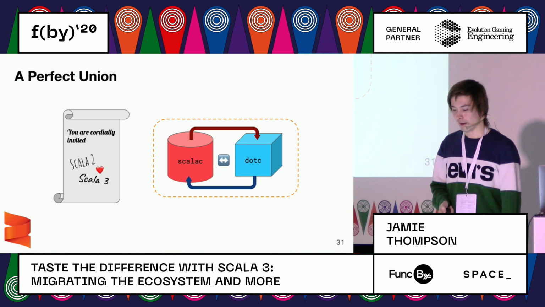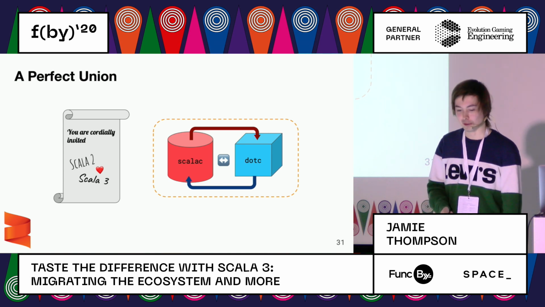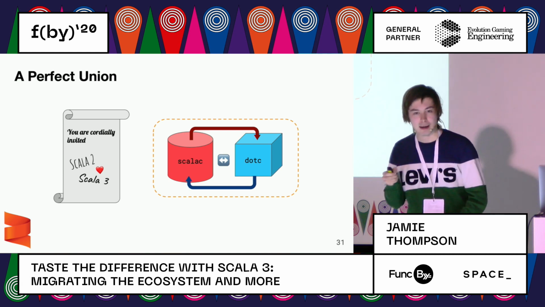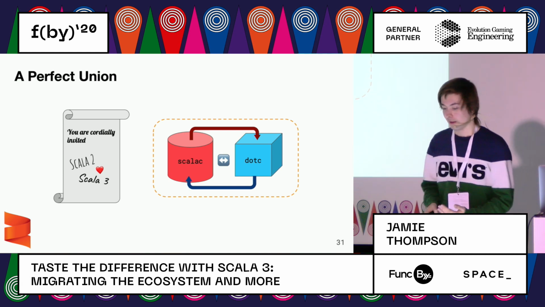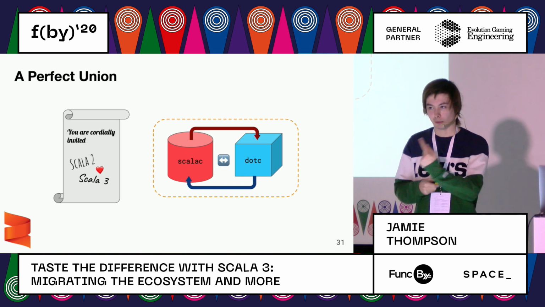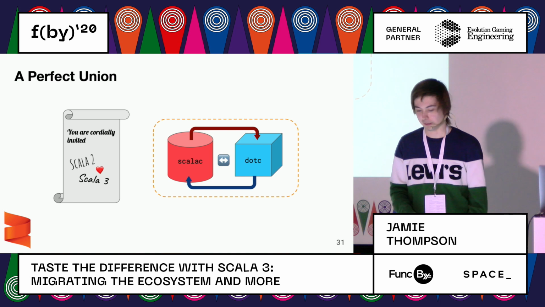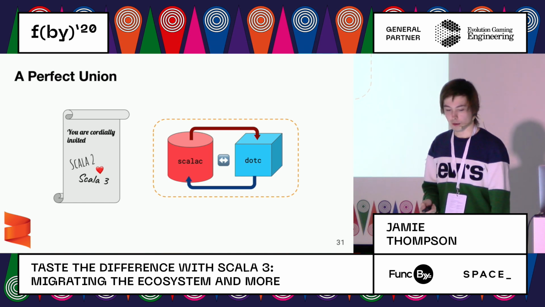Basically, we have what I call an asymmetric union. Scala 2 and Scala 3 are going to have a very happy time together because they will be able to depend on code compiled by the other, but through different mechanisms. And I'll show you how that works.